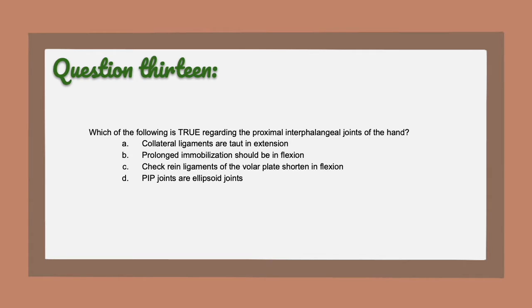A, collateral ligaments are taut in extension. B, prolonged immobilization should be in flexion. C, check rein ligaments of the volar plate shorten in flexion. D, PIP joints are ellipsoid joints.